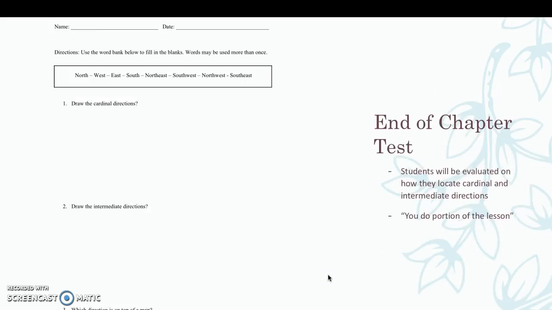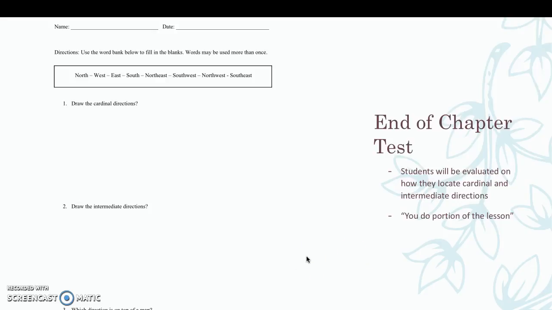This is the end of the chapter test, and students will be evaluated on how they locate cardinal and intermediate directions, and this will be implemented during the you do portion of the lesson since this is an independent quiz.